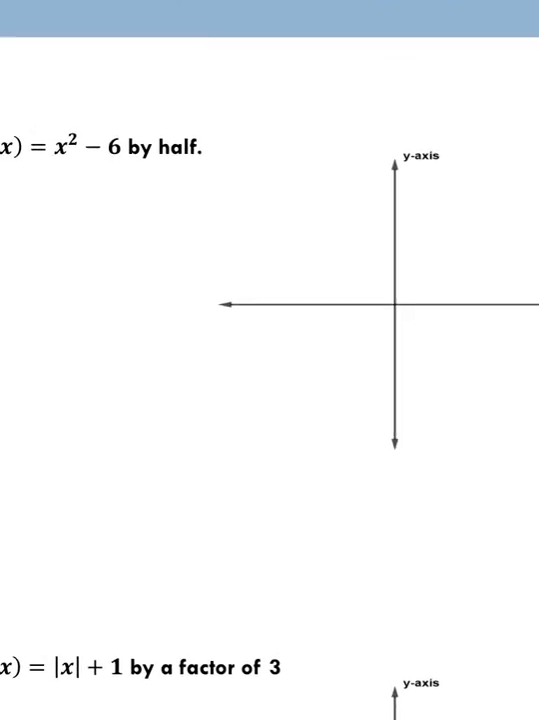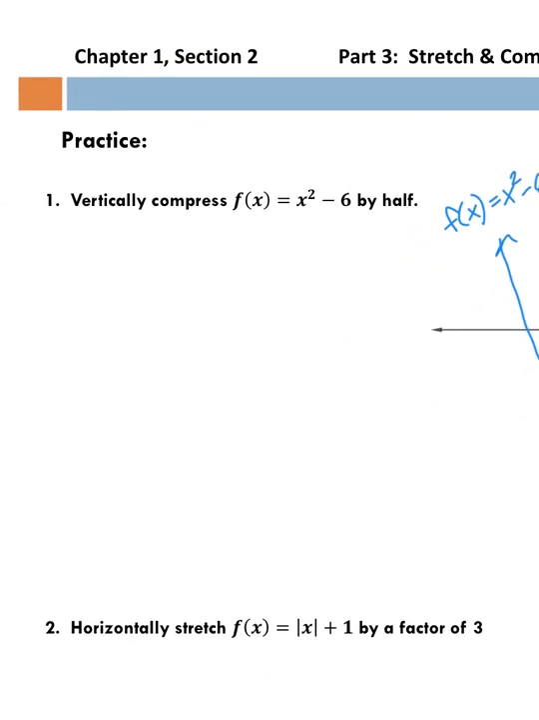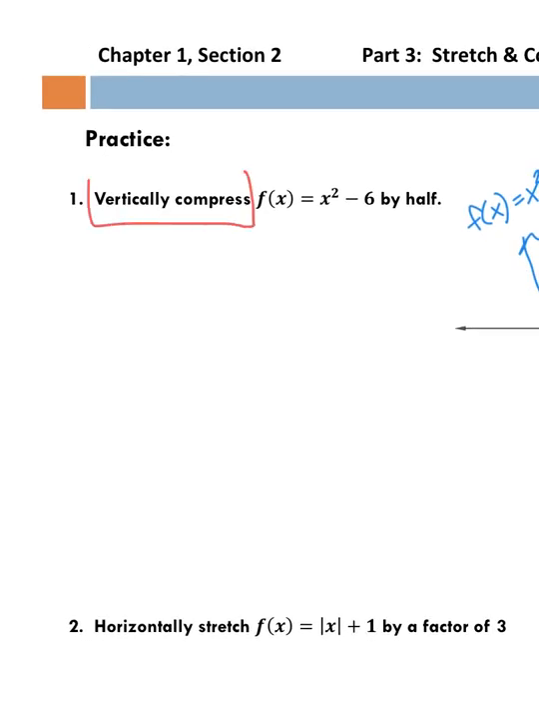So let's go ahead and sketch that. It's just a quadratic. My sketch is not great, but we're shifting that vertex down by 6 units. So this is our f of x equals x squared minus 6. All right, let's now look at what we're being asked to do here. We want to vertically compress by half. Vertical compression, as soon as you're talking about vertical, we're talking about the output, y.